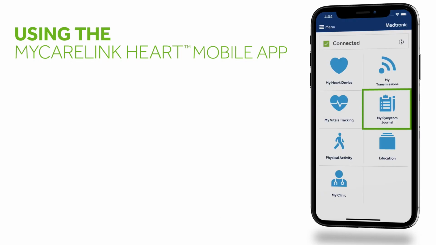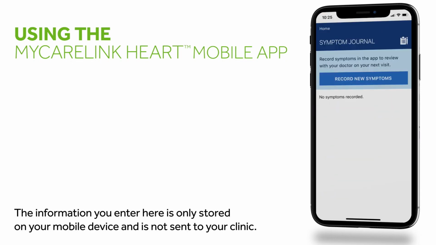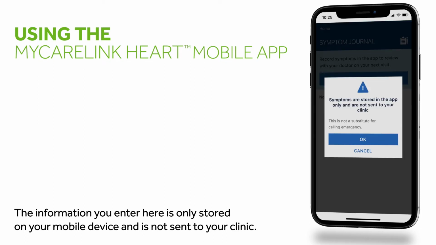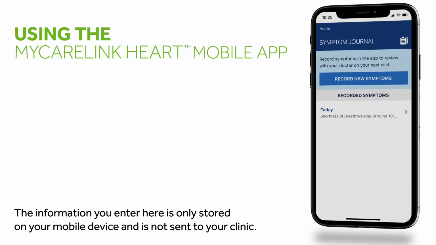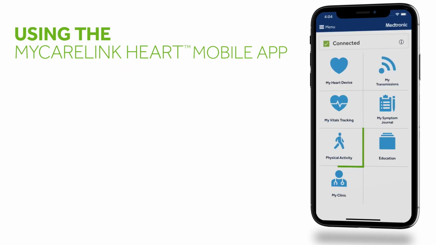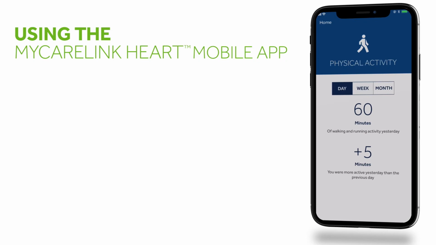The My Symptom Journal tile lets you keep a record of your symptoms to share with your clinician at your next in-office visit. The Physical Activity tile allows you to track your physical activity level with data that the app gets from your heart device, motivating you to engage in healthy behaviors.